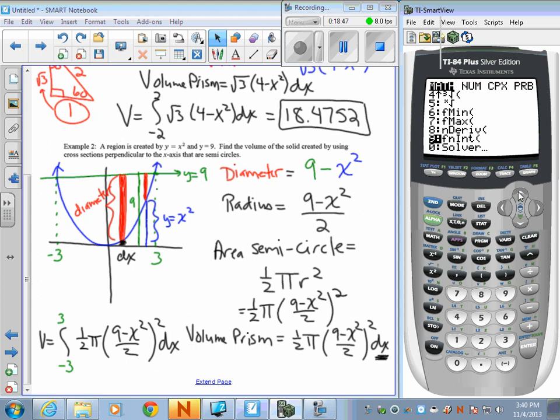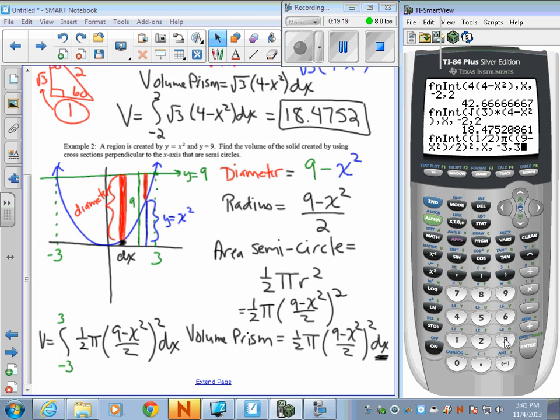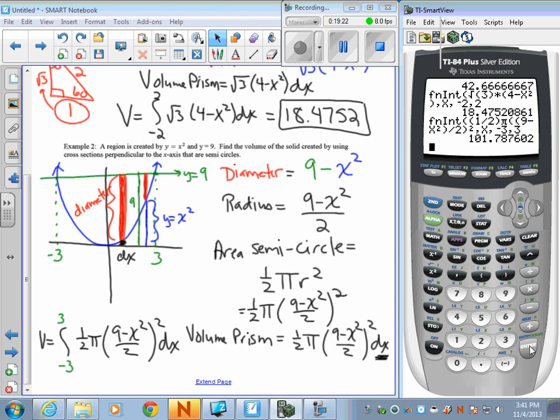Again, do a definite integral. Watch your parentheses, I would watch in this, because we have quite a few things going on. We have a 1/2 pi, and then we have times this whole thing being squared. 9 minus x squared is on the top, so I need parentheses around that, divided by 2. Close that parenthesis so I can square it. And then my variable is x, and I am going from -3 to 3. And so my definite integral is 101.7876.